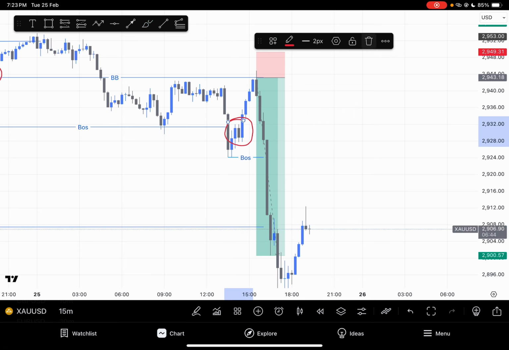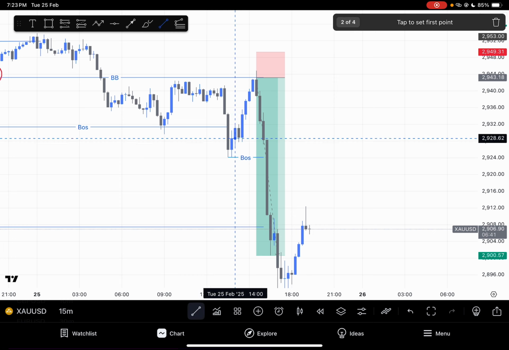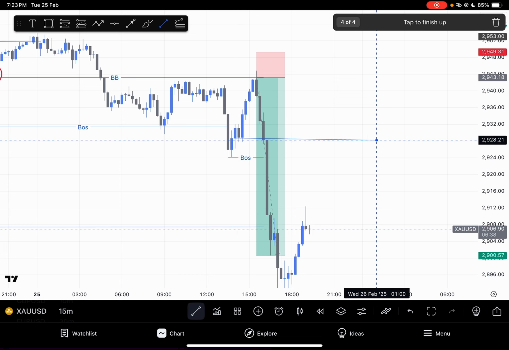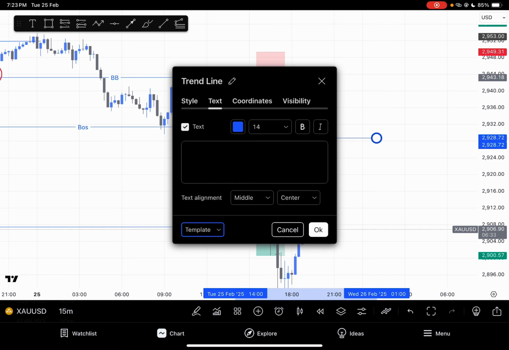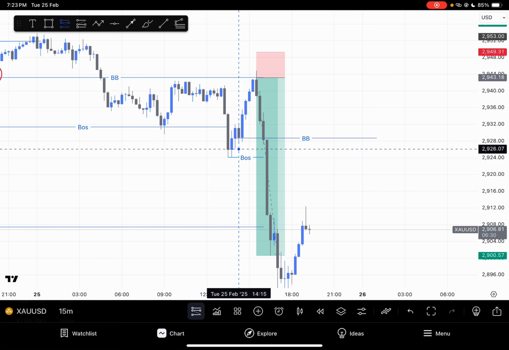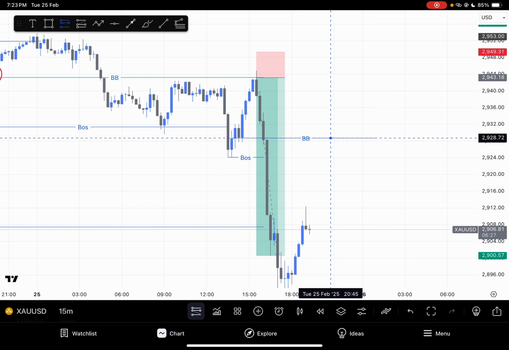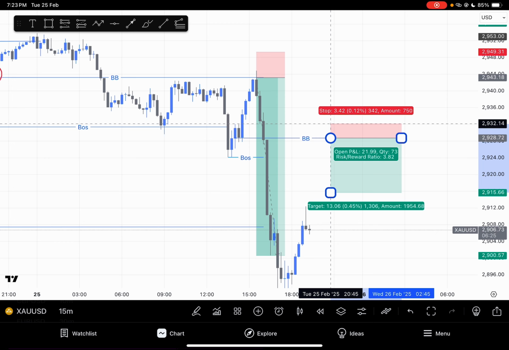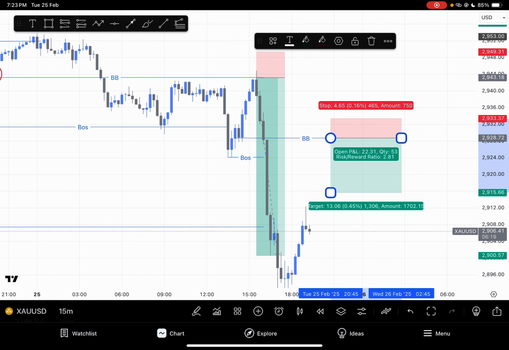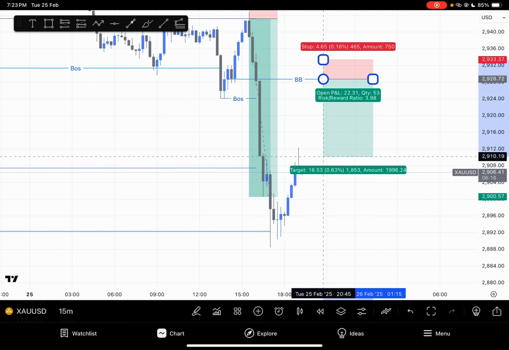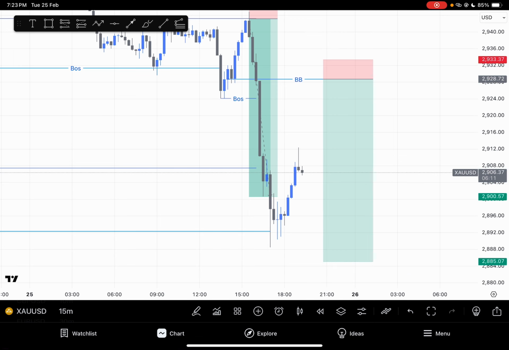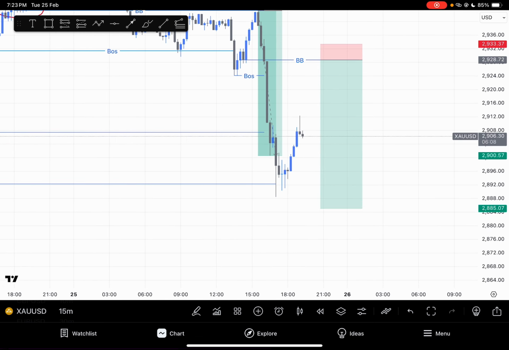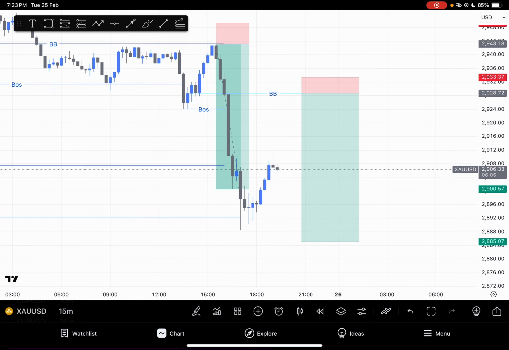So what should you expect price to do next? First thing first, you draw out your breaker block. This is the breaker block. You put your entry at the beginning of the breaker block, then your stop loss just a few pips above the breaker block. Then for your take profit, you should be aiming for this previous low, or you can use just a few pips below that previous low. This is how you can always get setups like this on XAUUSD and some other pairs.